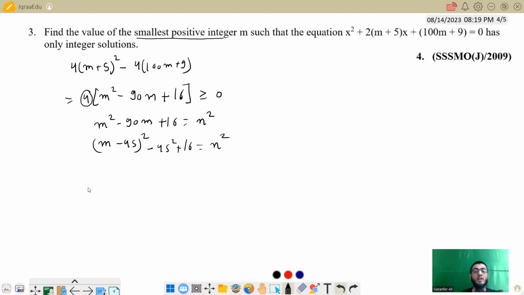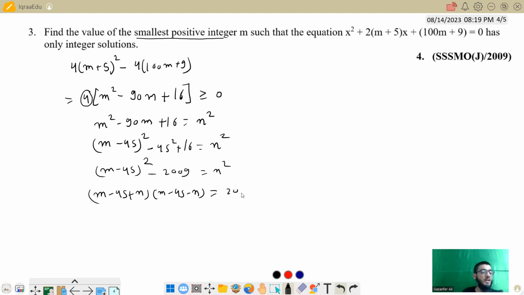What is 45 square? Can someone do for me? 2025. So 2025 minus 16. So (m minus 45) whole square minus 2009 is equal to n square. Or (m minus 45 plus n)(m minus 45 minus n) is equal to 2009.